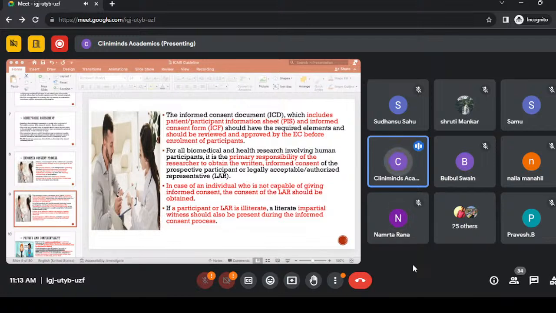Again, this is very, very sensitive, or you can say a very important requirement of clinical trials. Right. So we don't use any stamp when it comes to subject-related documents.